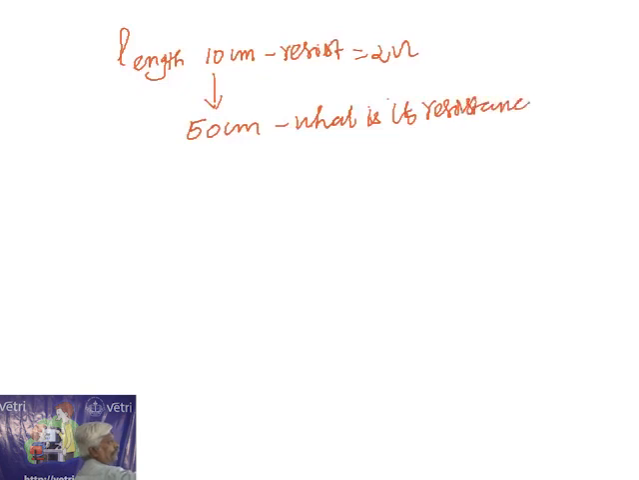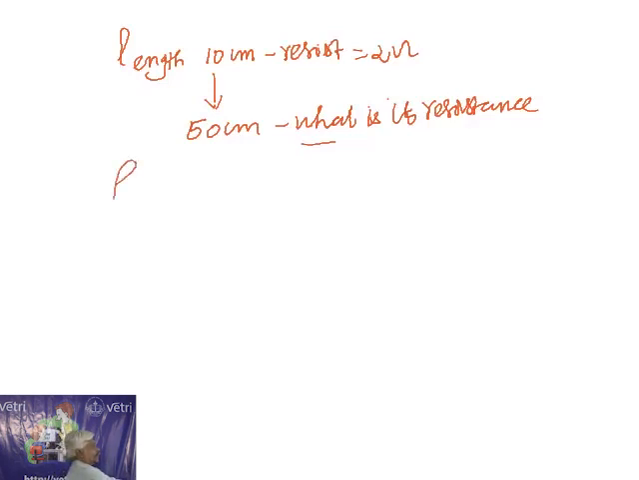This problem was asked in section A. The length of the wire is 10 centimeter and its resistance is 2 ohm. If the length of the wire is increased or stretched by 50 centimeter, what is its resistance? Most of the students put the answer 10 ohms, because 10 becomes 50, so 2 becomes 5 into 2, 10. So what is the physics here? Now we have to consider this for understanding.